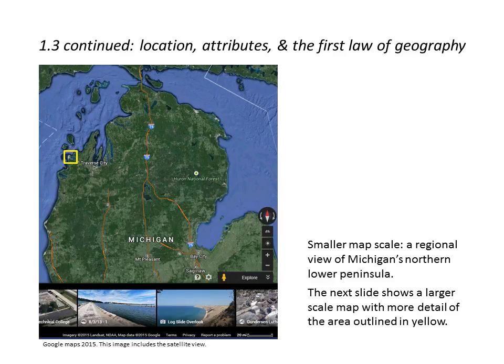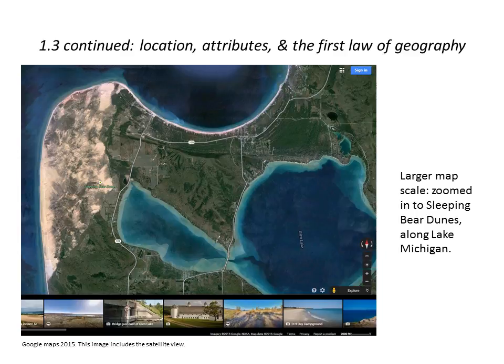This is an example of a smaller scale map, in this case, a view from Google Maps with the satellite view turned on of Michigan's northern lower peninsula. The next slide shows a larger scale map with more detail in the area outlined on this particular map in yellow. So in this case, we've zoomed in to Sleeping Bear Dunes National Lakeshore along Lake Michigan. And so this is the larger scale.